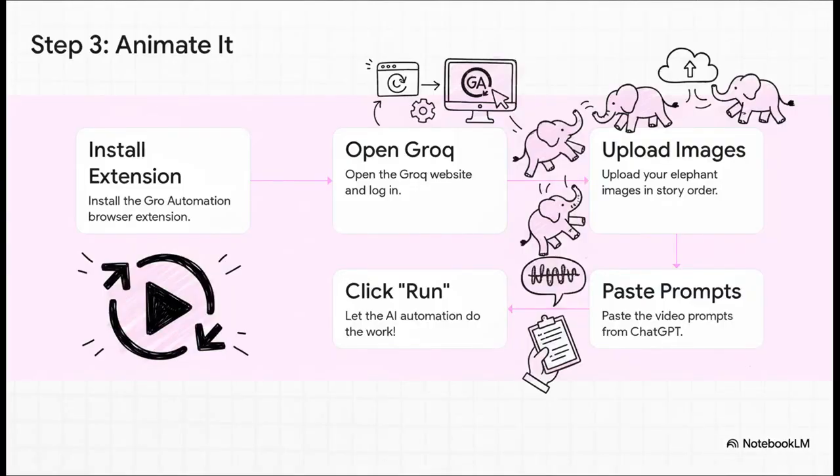Now for the magic of animation. For step 3, you'll need to install a simple browser extension called Grow Automation. Then you head to their website, upload all those elephant images you just made, in the right order of course, paste in the video prompts that ChatGPT gave you, and you just click run. That's it. You let the AI take over.